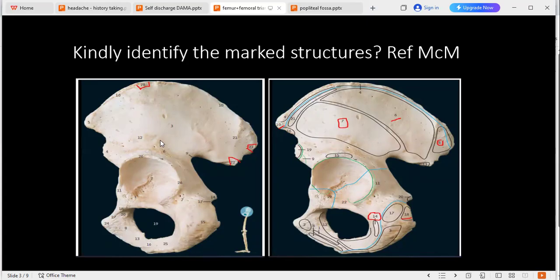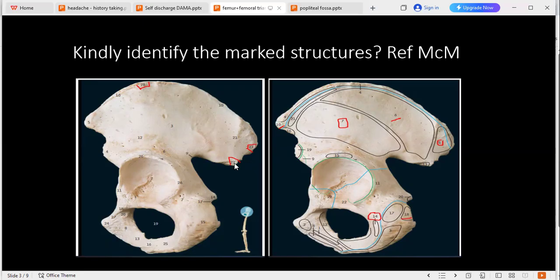It has several parts: three parts, acetabulum, ischium, pubis, and the ilium. Okay, three bones unite or form in the acetabulum to form the hip bone. Right. Can you please tell me if you can identify this structure 22 over here?